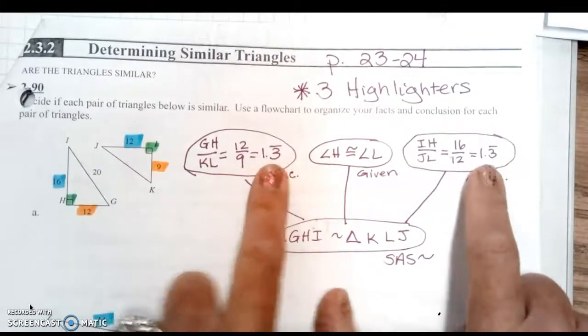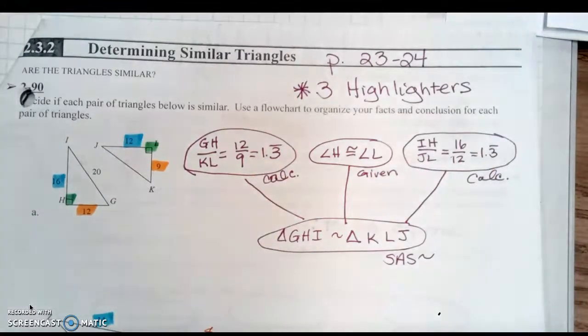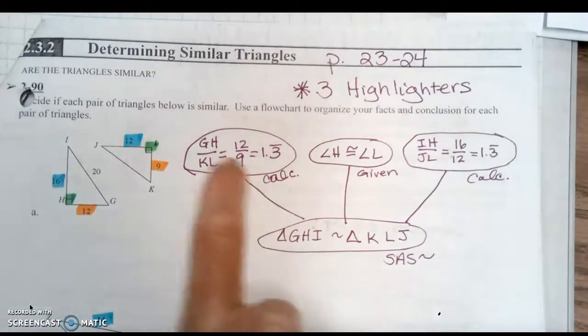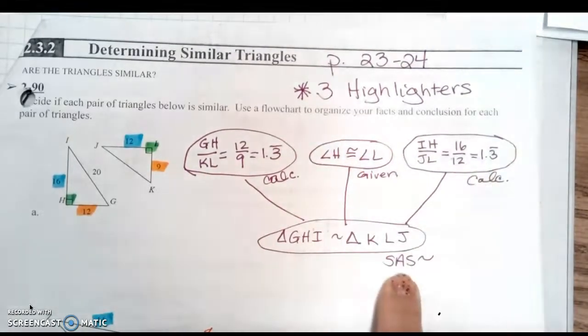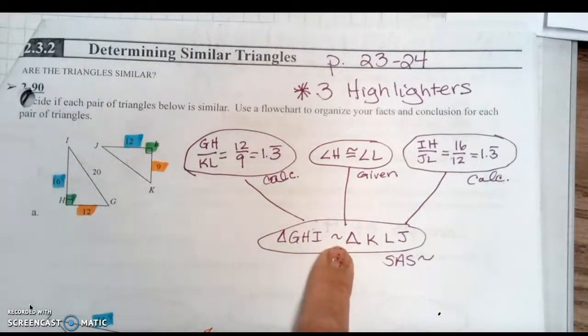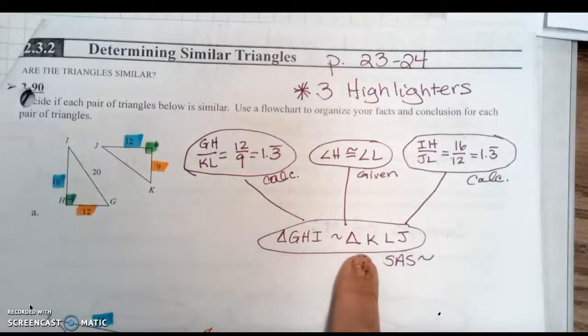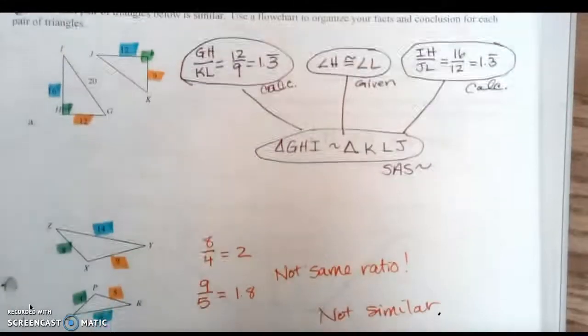Okay? So I compare those two ratios. Are those two ratios the same? Does 1.3 with a bar equal 1.3 with a bar? Yes, they have the same ratio, which means they are proportional. So I had side, angle, side similarity. So we say that triangle GHI is similar, not congruent, but similar to triangle KLJ. Any questions on part A? All right, awesome. Let's move down to part B.